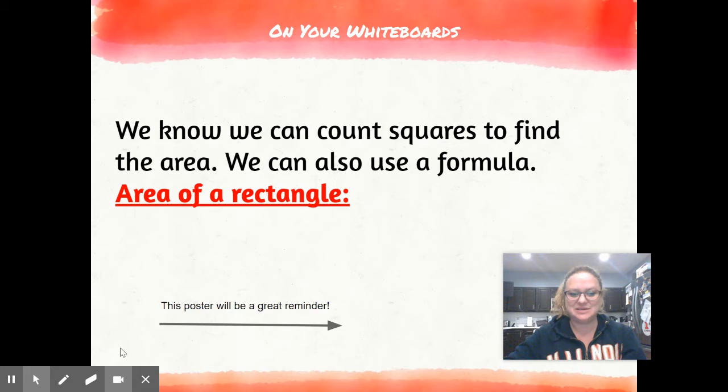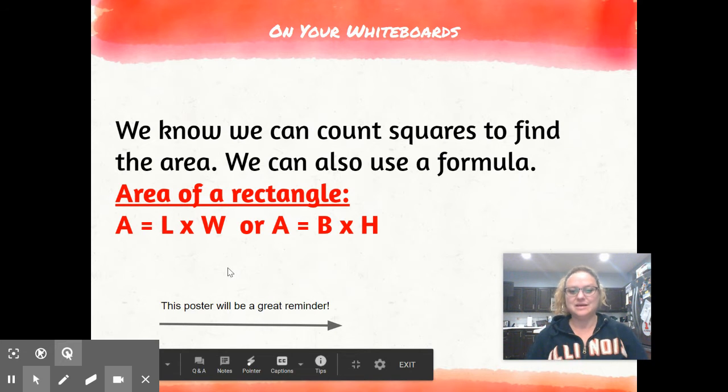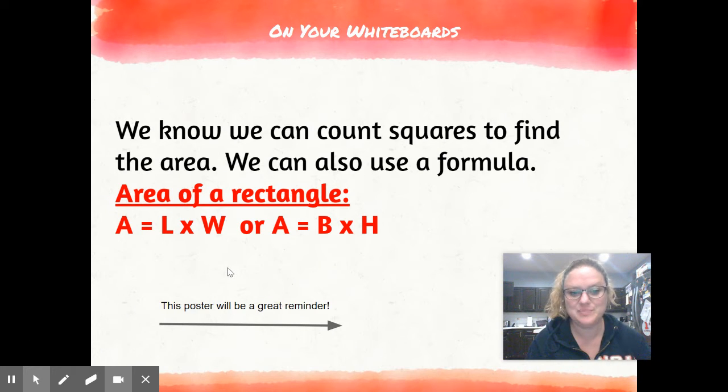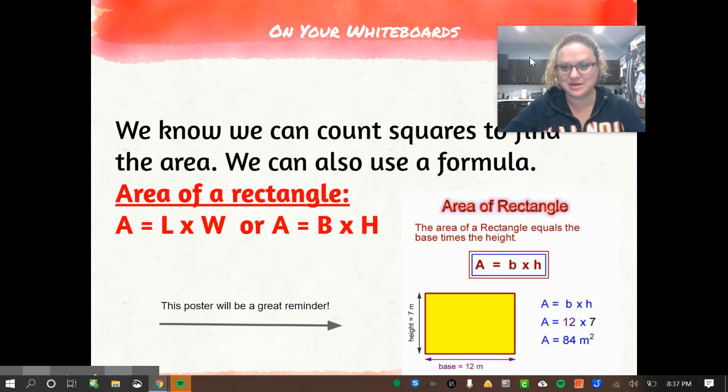The BrainPOP did show us. All right, write it on your whiteboard and press play when you're ready. Did you write down this formula? It can be actually written in two different ways. A stands for area, of course. Area is length times width, or you could say area is base times height. Both formulas will work.